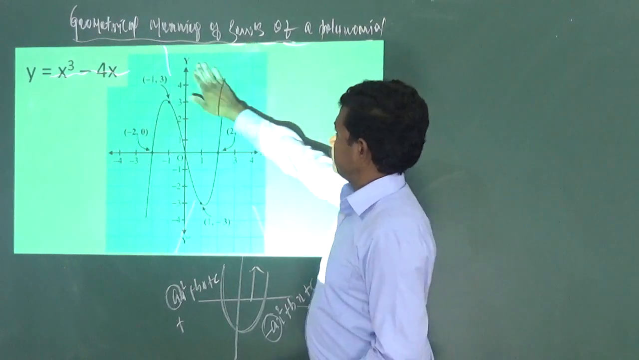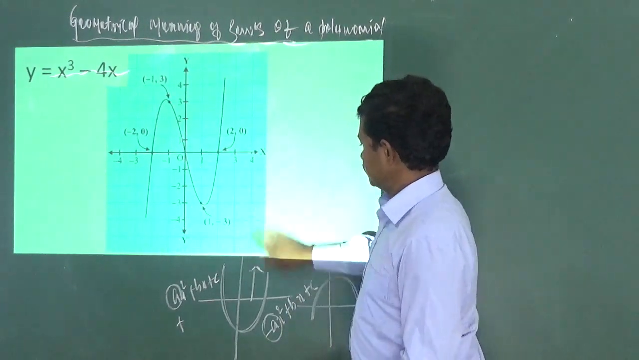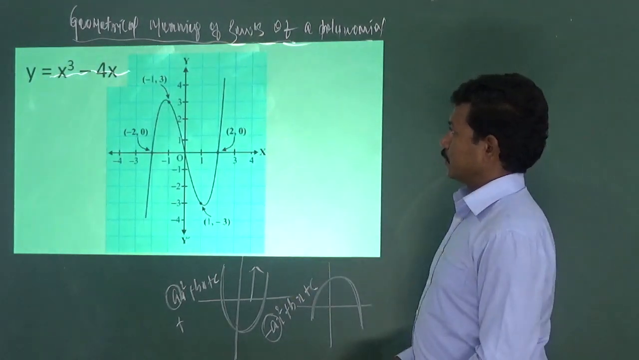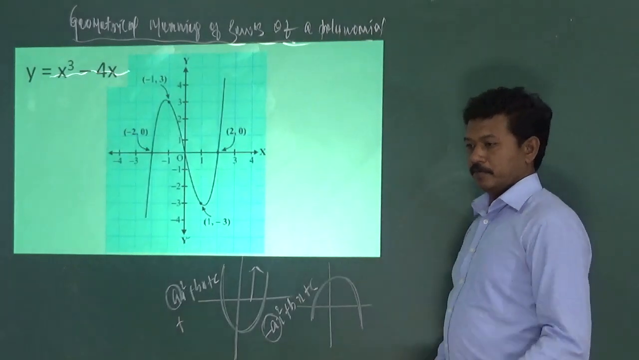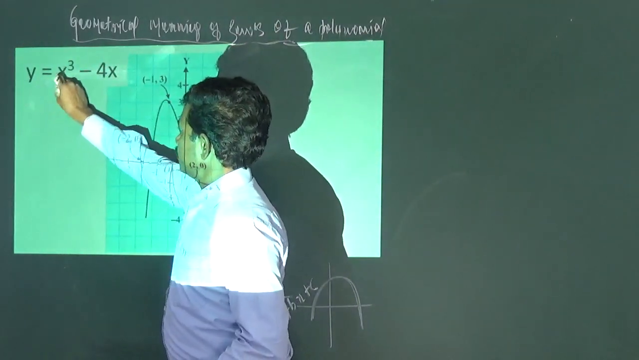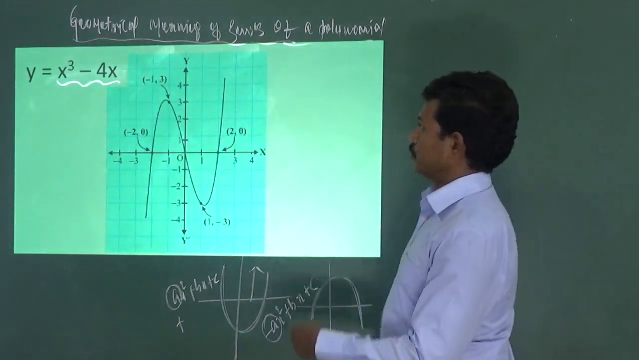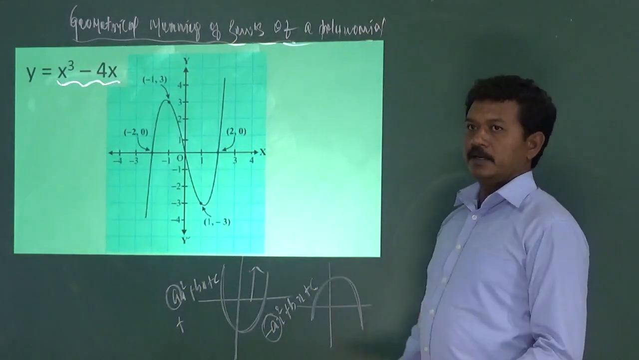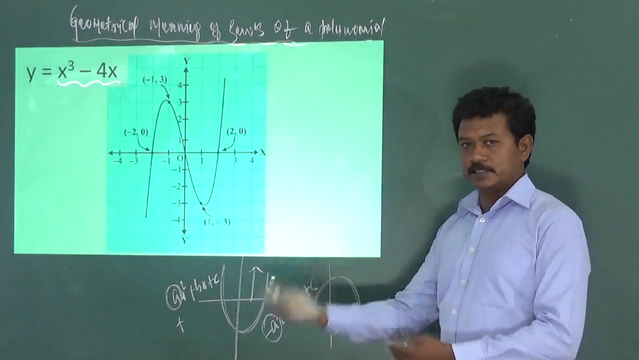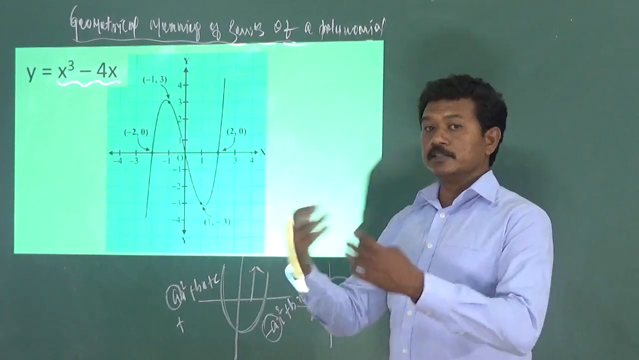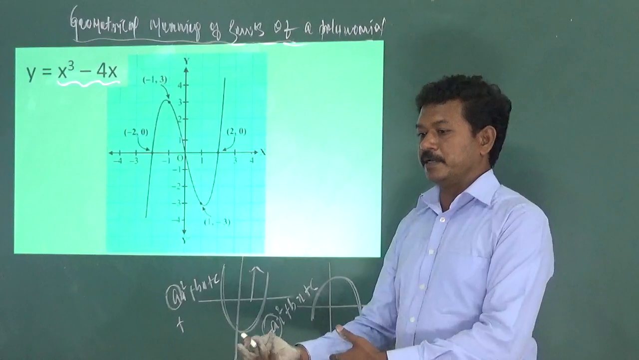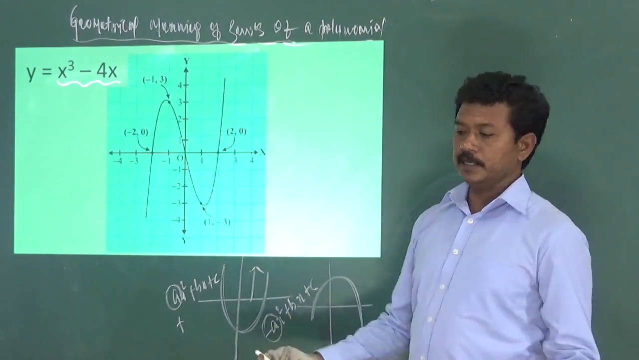So this is very important. The things have changed. It's not a quadratic polynomial, it's a cubic polynomial. So y is equal to x cube minus 4x is a cubic polynomial here. In a cubic polynomial, I told you earlier, at most it has 3 zeros. It may also have 2 zeros. It may also have 1 zero. It may not have any zeros.